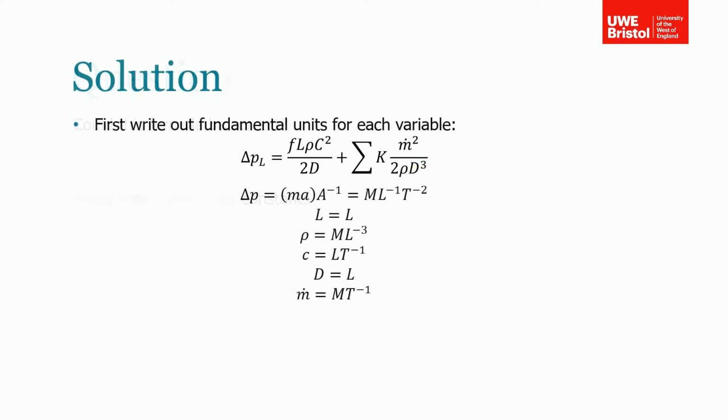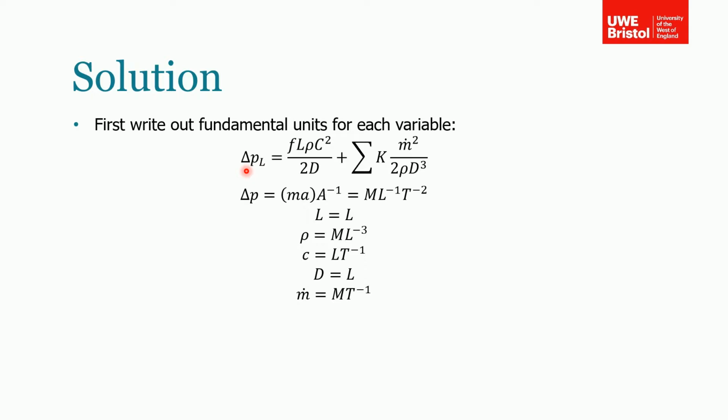This isn't really a dimensional analysis question. You don't need to use the Buckingham Pi theorem here. This is more of a dimensional homogeneity question. So for this question to be correct, we just need to check that the units of each of the terms in this equation are the same.